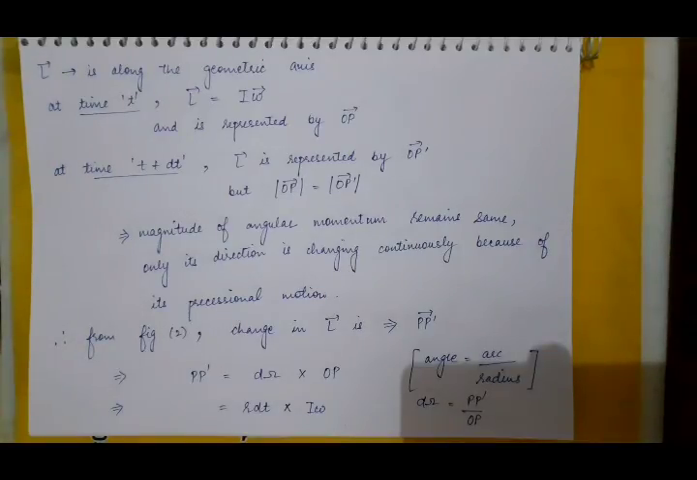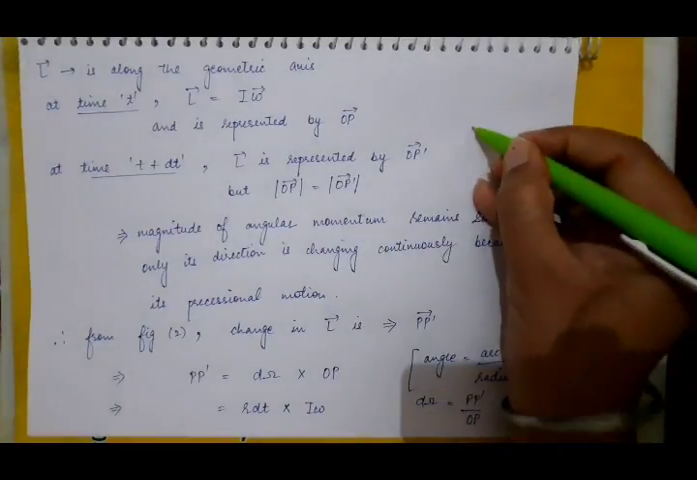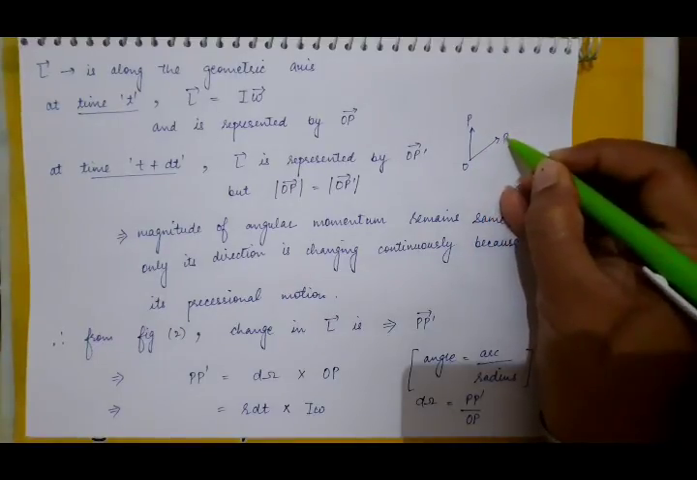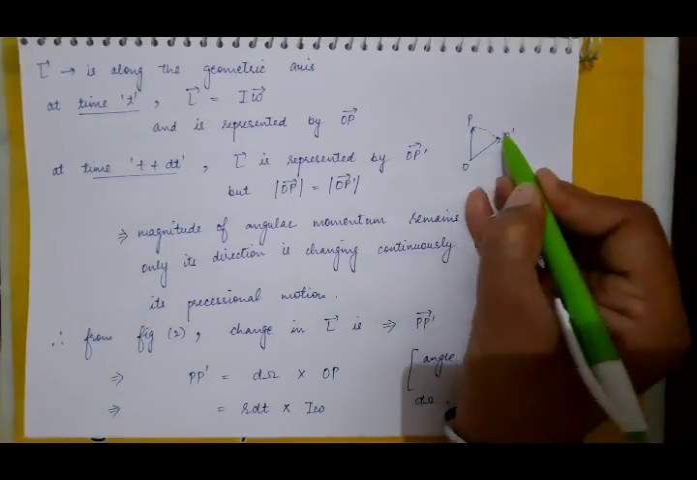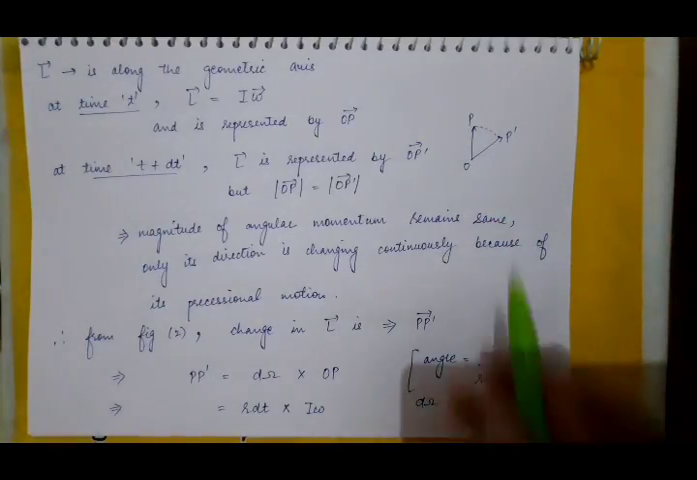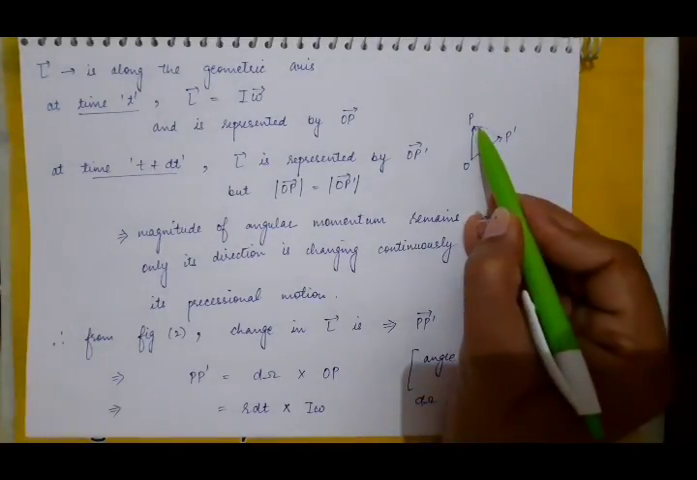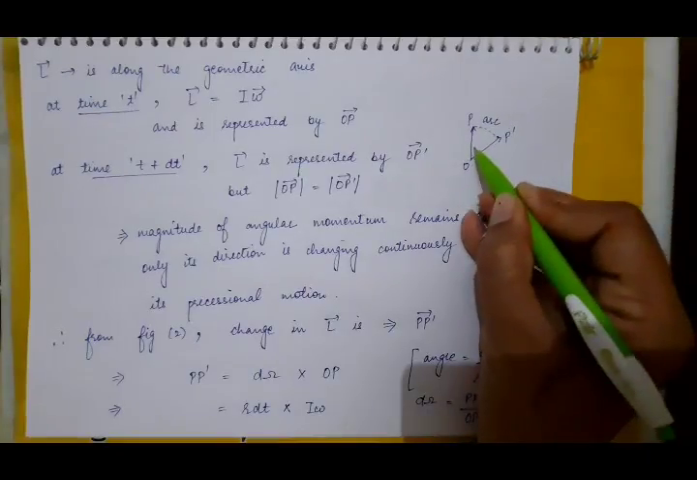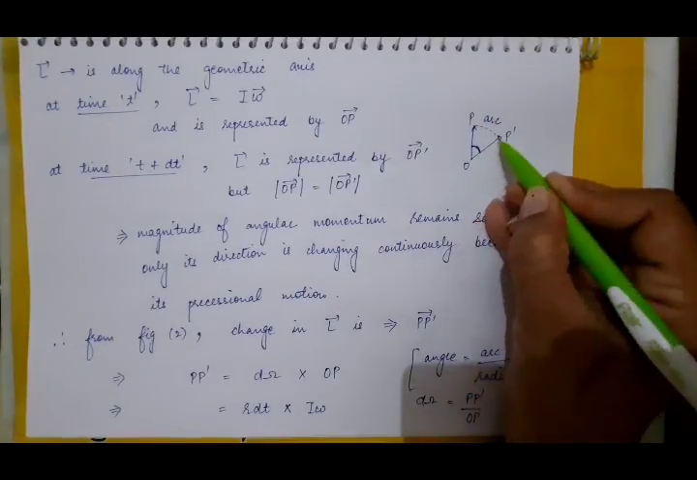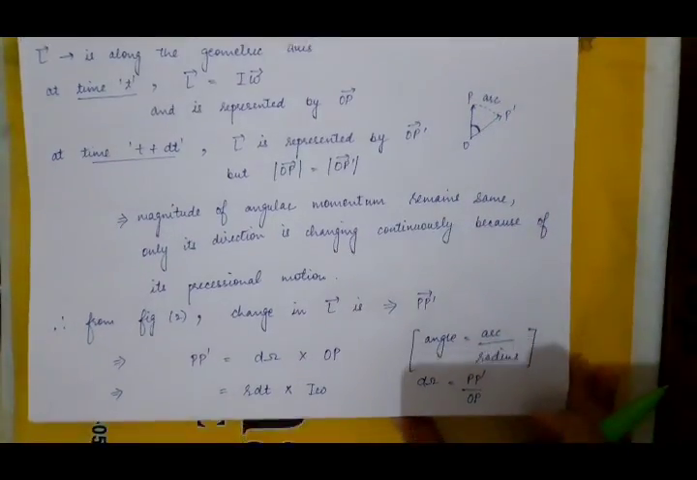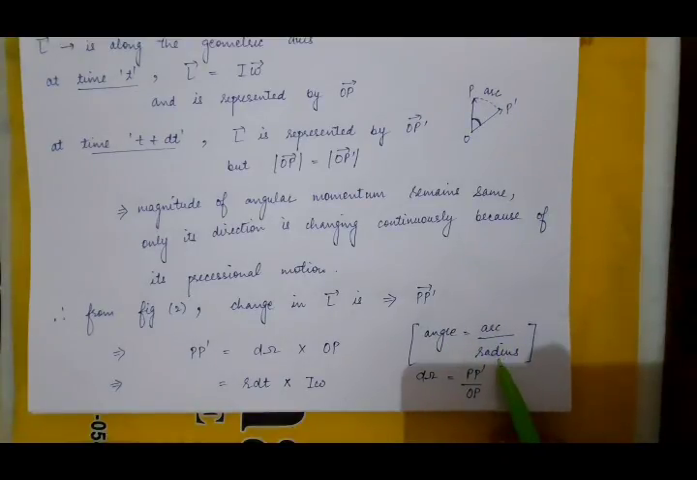So from figure 2, what will be the change in the value of the L vector? Initially its direction was OP. In time dt, it has changed to OP dash. It means what is the change? It is PP dash. So PP dash is the change, and this is the arc of this angle. If this is the angle, suppose this is the radius, then this will act as the arc, and we know that angle is equal to arc upon radius.